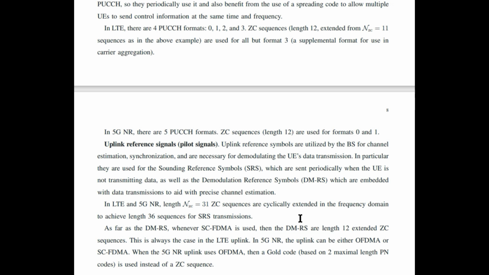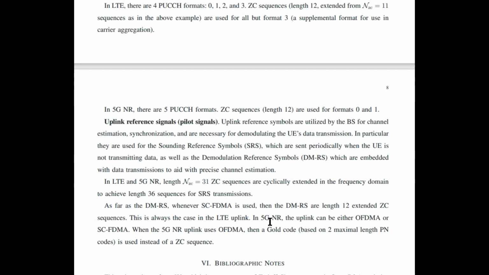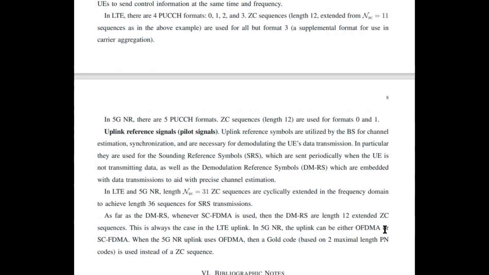As far as DMRS, whenever single carrier FDMA, frequency division multiple access, is used, then the DMRS of length 12 is extended to a ZC sequence. This is always the case in the LTE uplink. In 5G NR, the uplink can be either OFDMA or SC-FDMA. So when the 5G NR uplink uses OFDMA, then we can simply use a Gold code based on 2 maximum length PN codes instead of a ZC sequence.